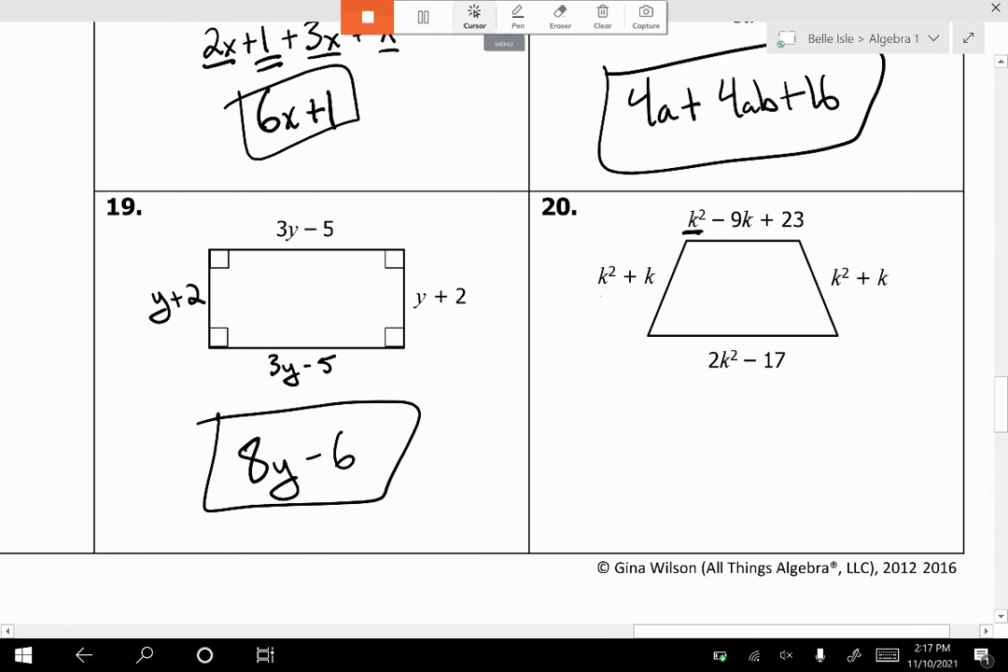K squared, 2k squared, another k squared. So that should be 5k squared. Don't say 2k in here.